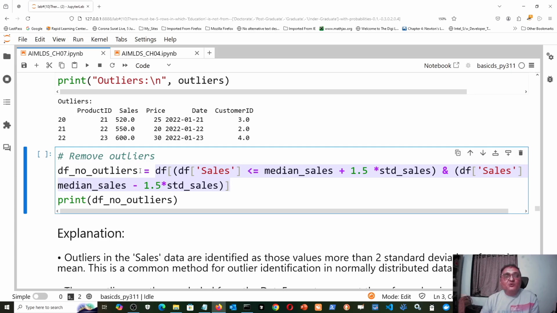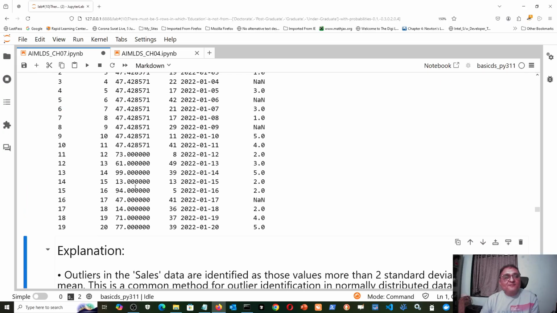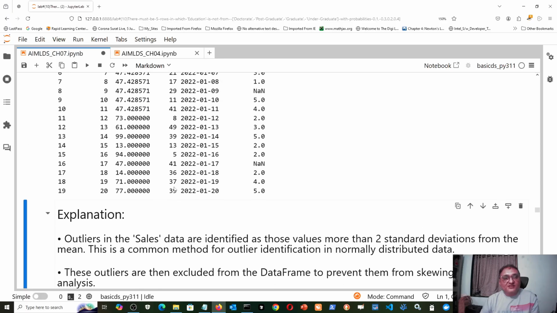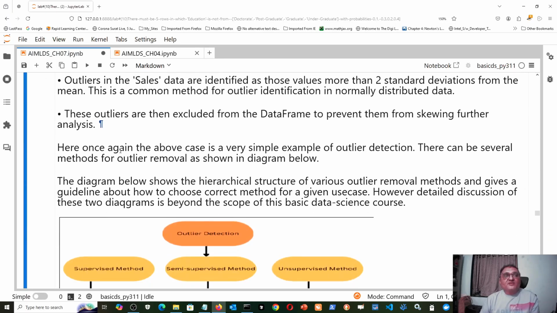But if I have to save them, then we have earlier seen that if you don't assign them to a new data frame, then these values are only temporary. This will execute, the command is correct, the code is correct, but they will not be saved permanently. So you have to save the result in a new data frame, and then you can see those last three observations are not seen, 520 and something. These are 550 and 600. They are now not seen, but some explanation is given.